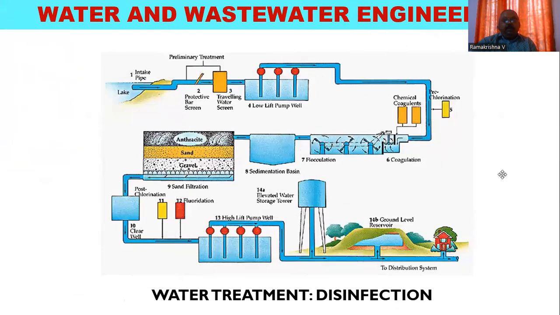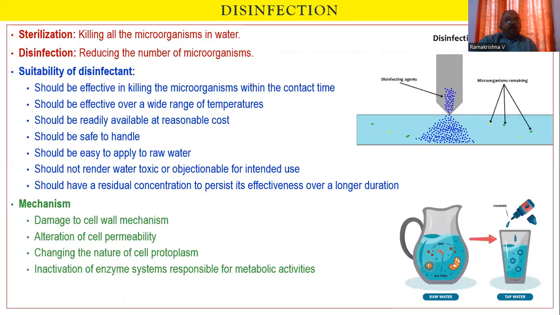So welcome back. In this video, we will discuss the concept of disinfection in the water treatment system. Disinfection means reducing the number of microorganisms present in the raw water. We also use sterilization as a synonym to that. Sterilization usually refers to killing all the microorganisms in the water.